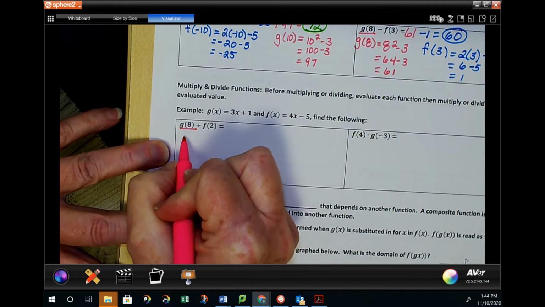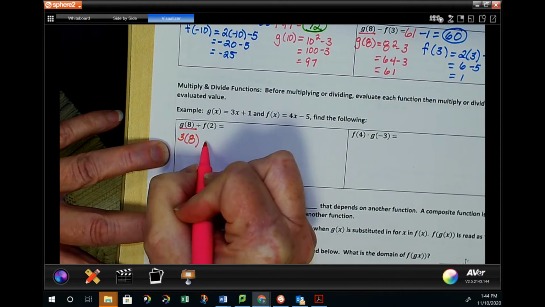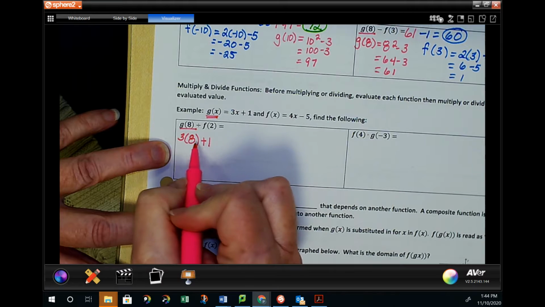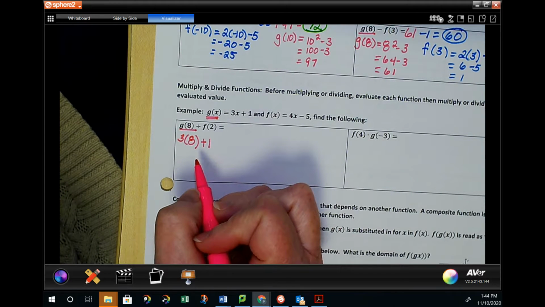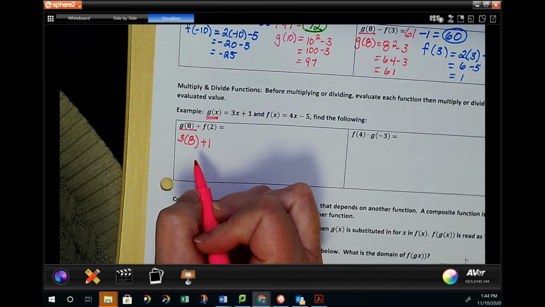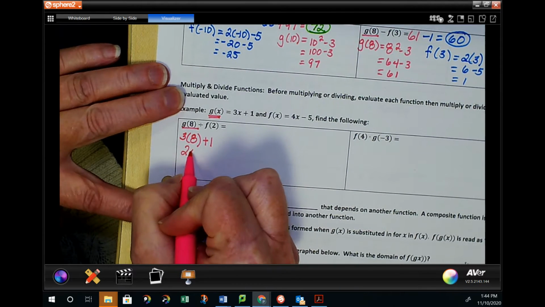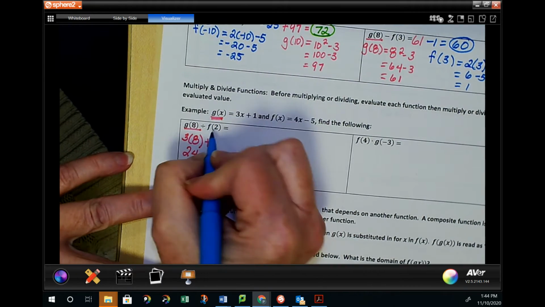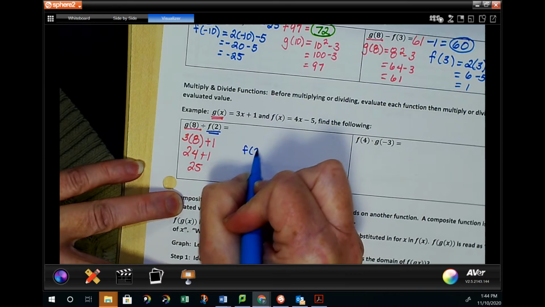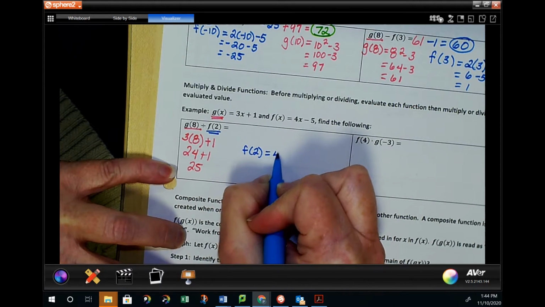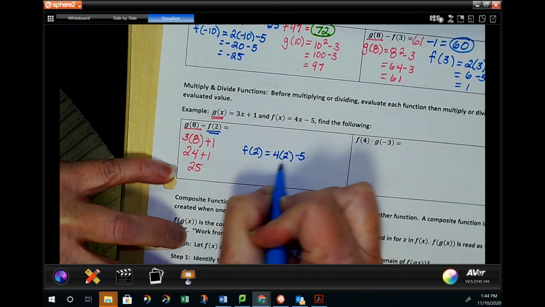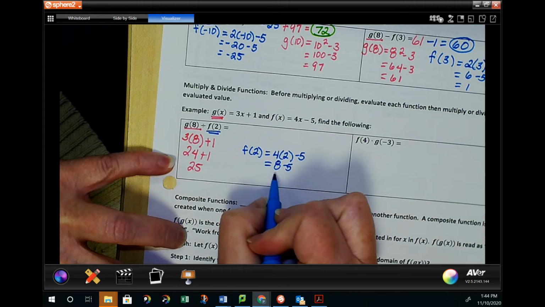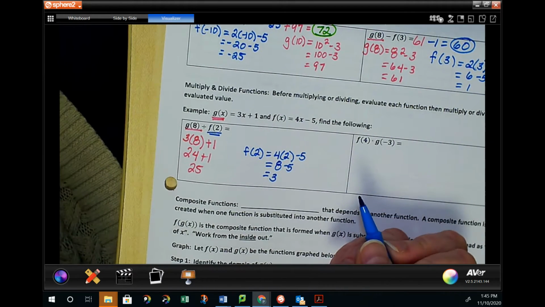So we have g. So 3 times 8 plus 1, because I'm substituting 8 in for function g. So 3 times 8 is 24, and then 24 plus 1 is 25. And then you're going to do this for function f. So function f is going to be 4 times 2 minus 5. So 4 times 2 is 8 minus 5. So 8 minus 5 ends up being 3.